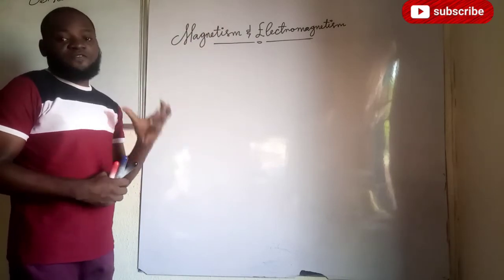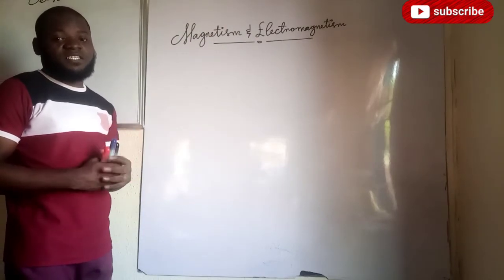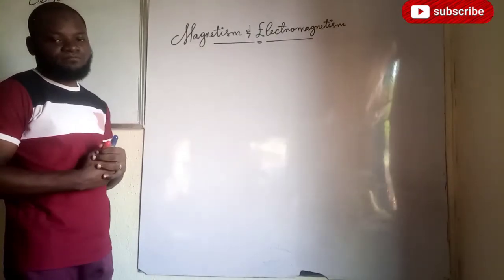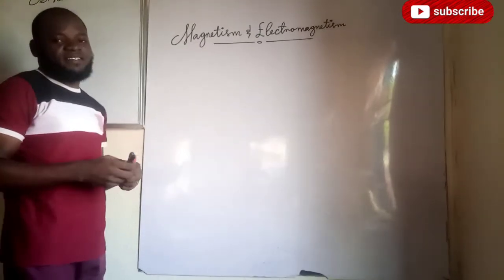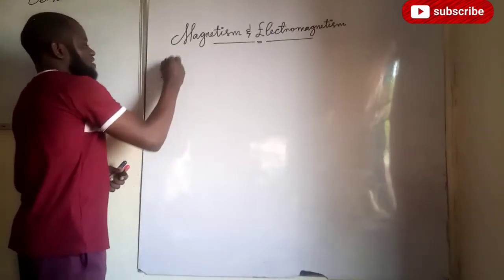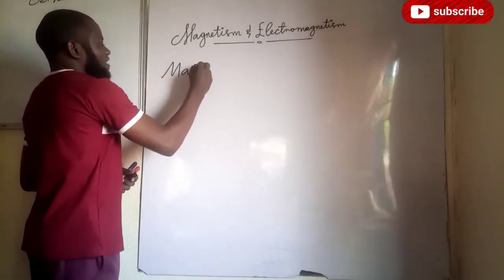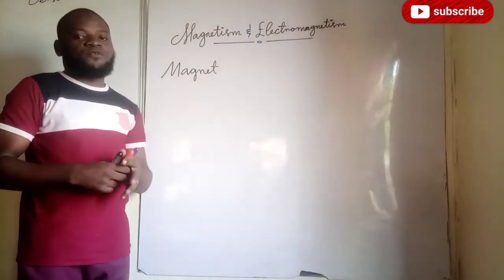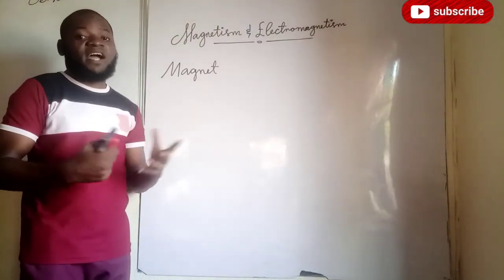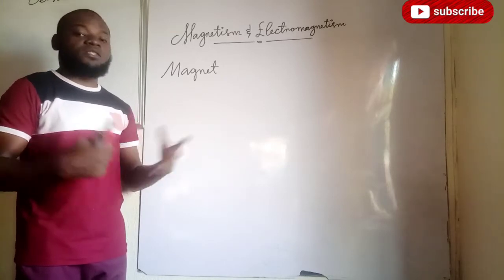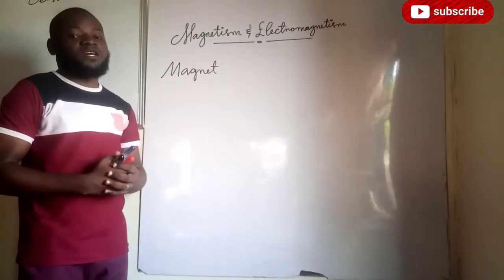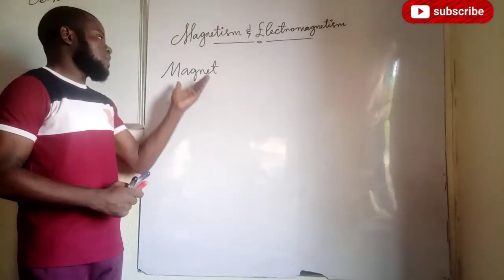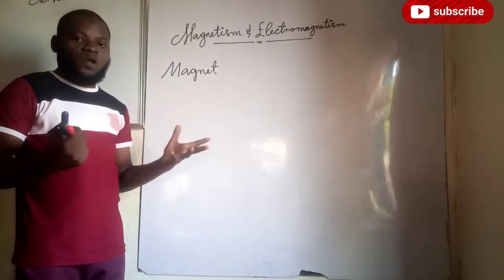Magnetism and electromagnetism are two different concepts that we have to consider in this class. We are going to start with the concept of magnetism. When you talk about magnetism, we must first of all understand the term magnet. You and I both know magnets, either the fridge magnet or the bar magnet, or the magnets that we find in our speaker or even in our earpiece or in our phones. Now that we are familiar with magnets, what is a magnet?